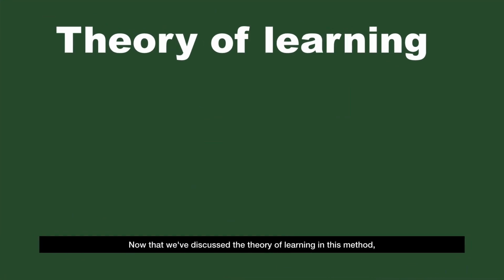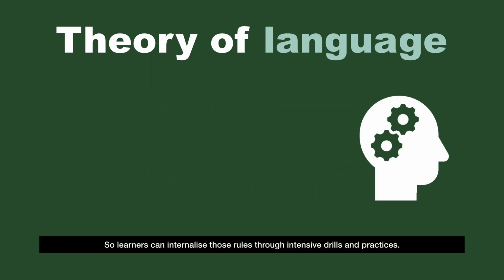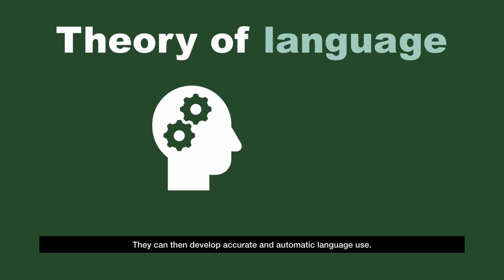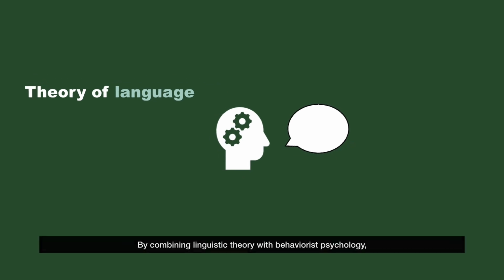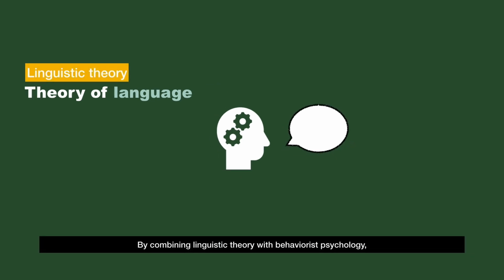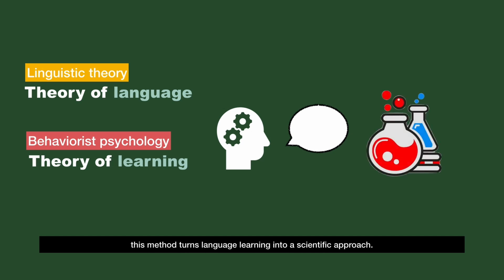Now that we've discussed theory of learning in this method, let's move on to its theory of language. The audio-lingual method believes language is a system of rule-governed structures. So learners can internalize those rules through intensive drills and practices. They can then develop accurate and automatic language use. By combining linguistic theory with behaviorist psychology, this method turns language learning into a scientific approach.